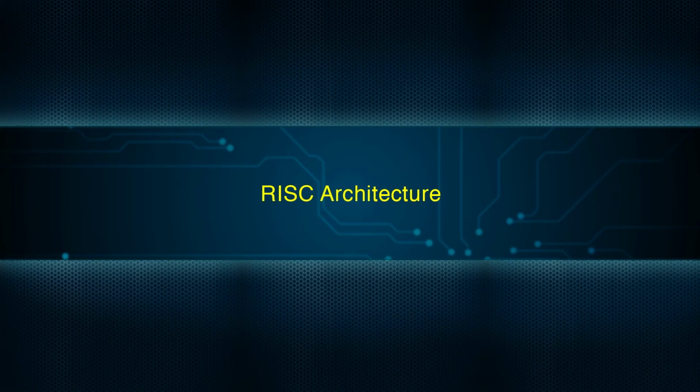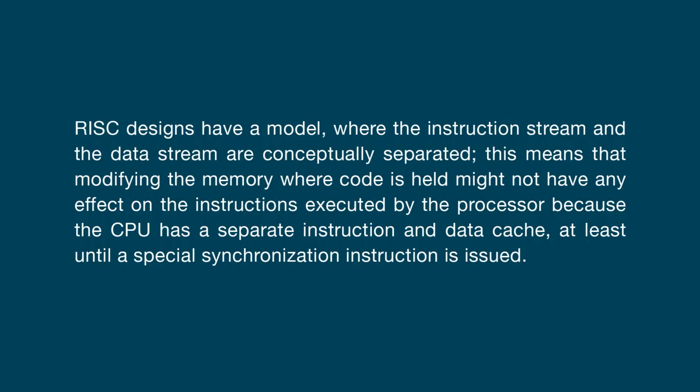RISC architecture. Reduced instruction set computer is a type of microprocessor architecture that utilizes a small, highly optimized set of instructions rather than a more specialized set of instructions often found in other types of architectures. It is a dramatic departure from historical architectures. Most RISC architectures have fixed length instructions, commonly 32 bits, and a simple encoding which simplifies fetch, decode and issue logic considerably. RISC designs have a model where the instruction stream and the data stream are conceptually separated.